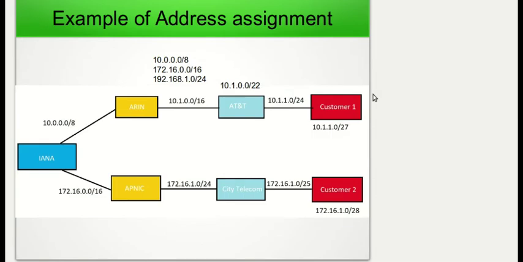Now I'm going to go through an example of IP address assignment. In this example, the IANA has assigned the 10.0.0.0/8 block to the ARIN regional internet registry, and they've assigned the 172.16.0.0/16 block to APNIC. When these regional internet registries are assigned a block of IPv4 global addresses, they're not going to assign the whole block to ISPs or national internet registries. Instead, they assign what we call subnets.